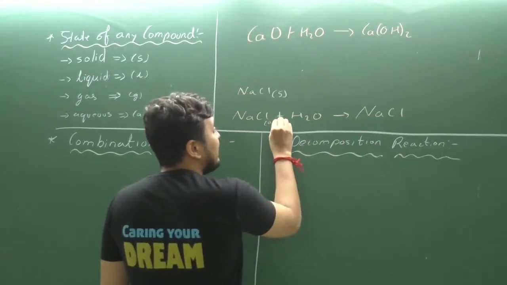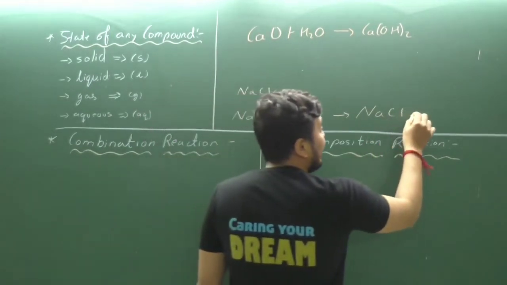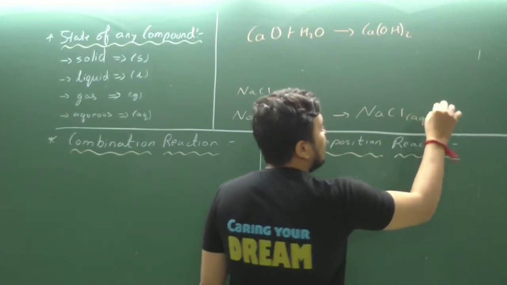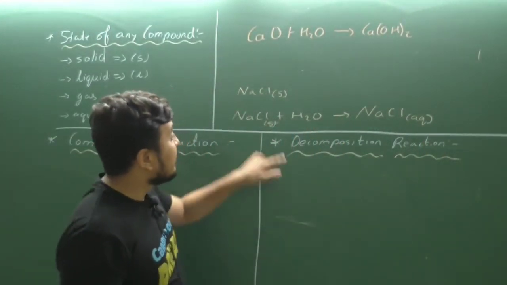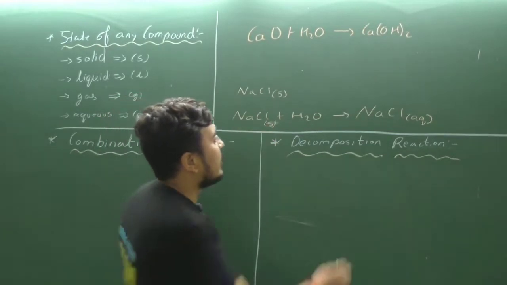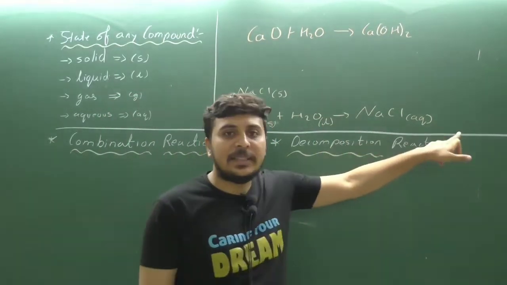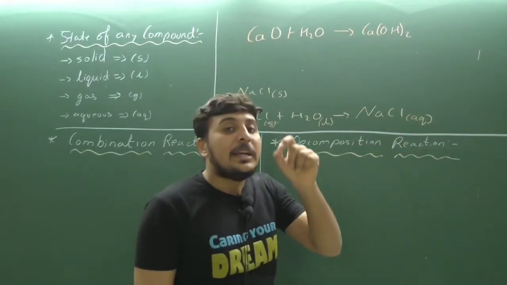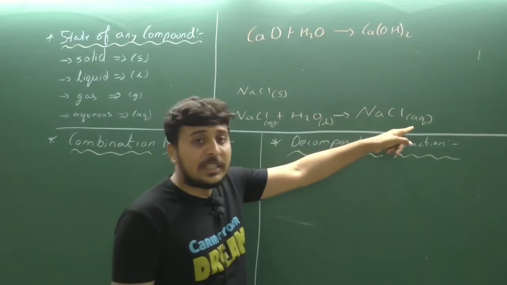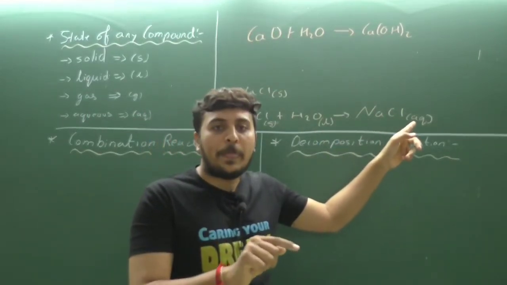Here NaCl is in solid state, but here NaCl will be in aqueous state. Clear? Getting it? Here NaCl is in solid state, water is in liquid state, but NaCl is in aqueous state. Clear? Sure? Getting it? So how we can say that it is aqueous state? Because it gets dissolved in water.